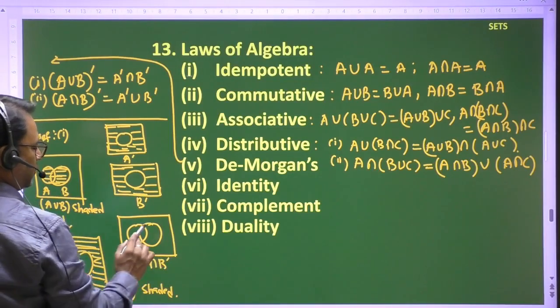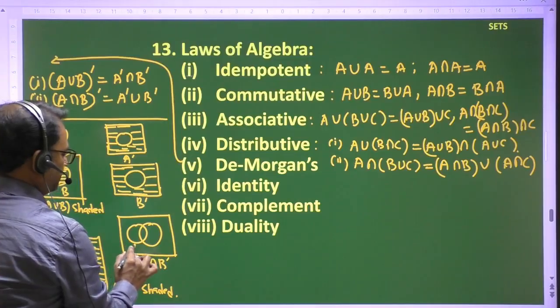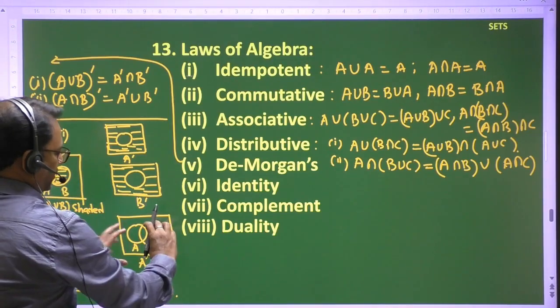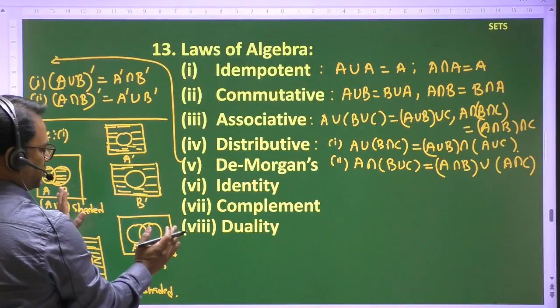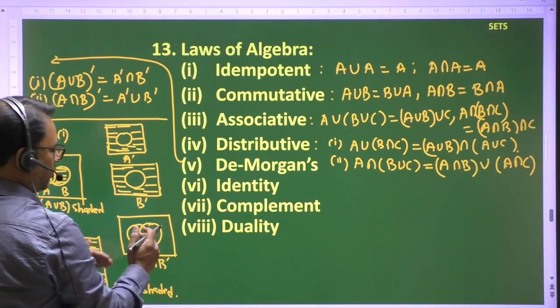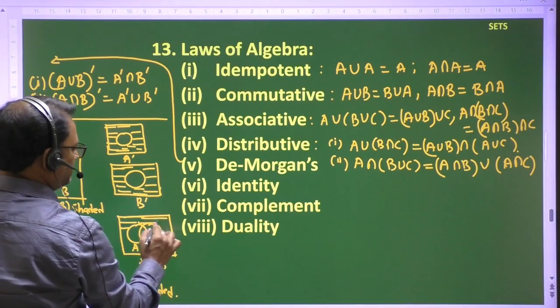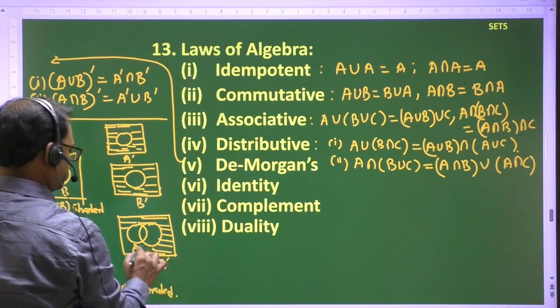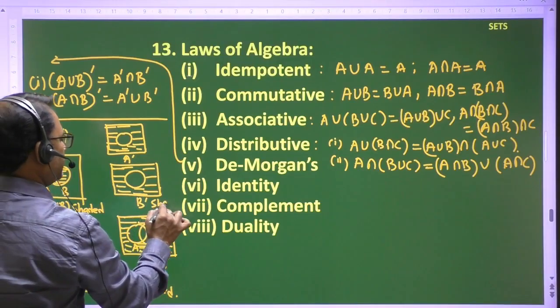A complement means the part outside of A. Then you take the B set and its complement, that means the whole part outside of B, and you take the common portion. When you take the common portion, you get this part now. A complement intersection B complement. This is the shaded part.